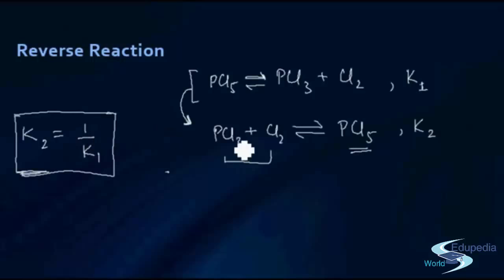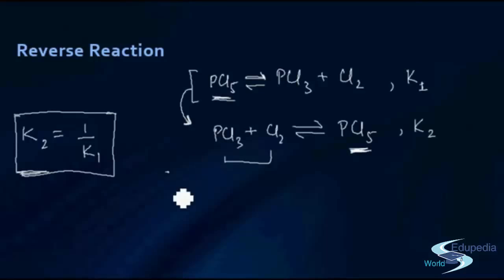Ultimately, equilibrium can be established from either direction. That means I can start from reactants or products. What's important is the way of writing. Here the only difference in the two reactions, K1 and K2, is the way of writing. I have written PCl5 on the left hand side here and here I have written it on the right hand side. The reaction, the experimental conditions, the container will all be the same. Nothing else is changing, only the way of writing.